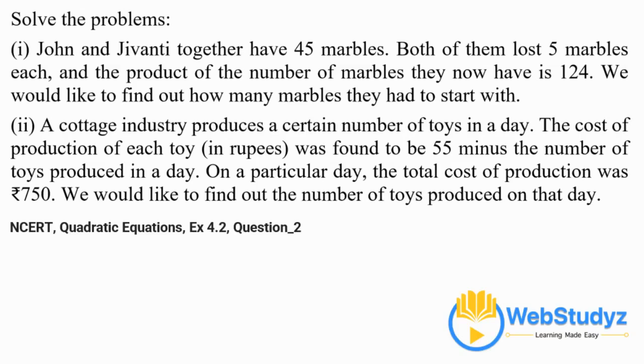Solve the problems. First problem: John and Jivanti together have 45 marbles. Both of them lost 5 marbles each and the product of the number of marbles they now have is 124. We would like to find out how many marbles they had to start with. So let's start the solution.